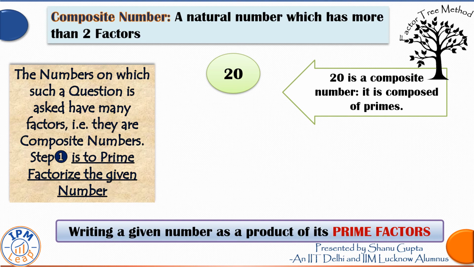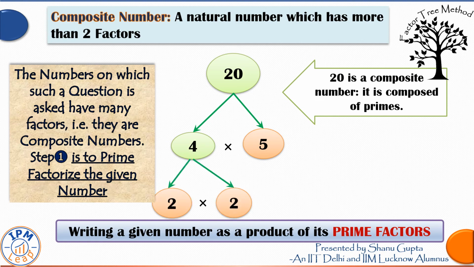And the method I prefer the most for prime factorization is called the factor tree method. This is how we do it. Take a wild guess on any two numbers whose product is 20. So 4 into 5 is 20. We write 4 into 5 and we continue breaking up these numbers till we get all prime factors. So 4 is 2 into 2. 2 is prime. We stop here. 5 was already a prime.